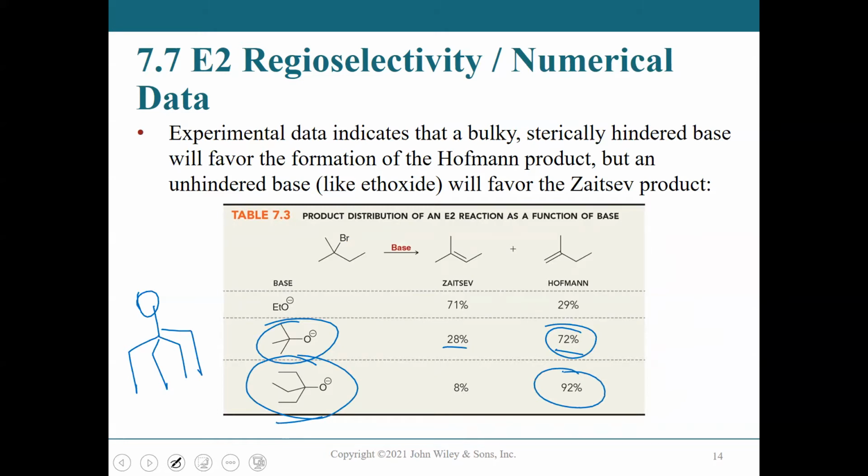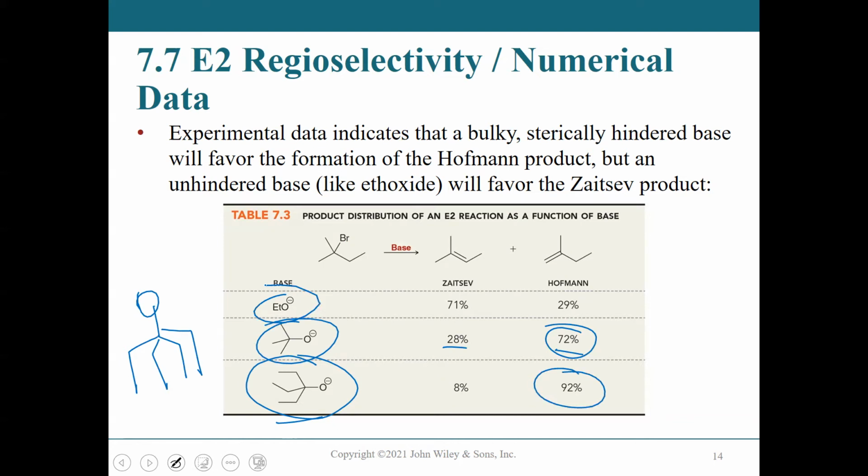Why? Because it's too big. There is no way it can produce the most stable alkene. It's too hindered. It's too secluded. It cannot reach. What about ethoxide? Ethoxide is very small: 71% versus 29%. So what are the most common bases? The most common bases you will see in the books and exams, PCAT, MCAT, any exam you want to be taking, are ethoxide, methoxide, hydroxide, and tert-butoxide.